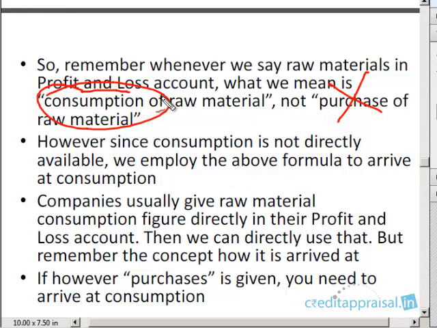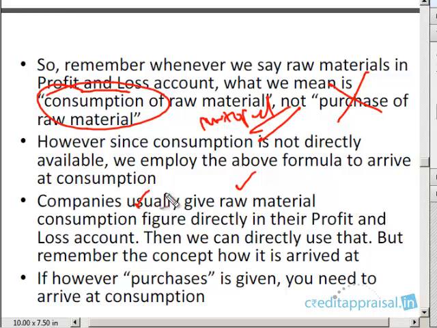If consumption is directly given, fine, go ahead and enter it in the CMA data. If purchase is given, please use the formula purchase plus opening stock minus closing stock to arrive at the consumption. Only enter the consumption figure in the P&L account, right? So companies usually give this raw material consumption. You're going to see in your actual careers when you're given the P&L account of a company, usually they give the consumption figure. In case they don't give it, you have to use the formula to arrive at the consumption.